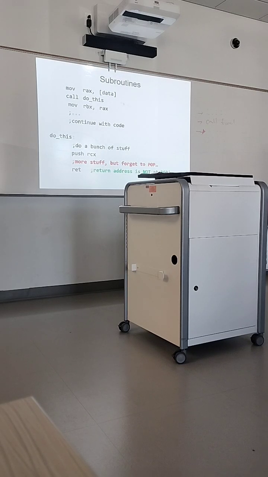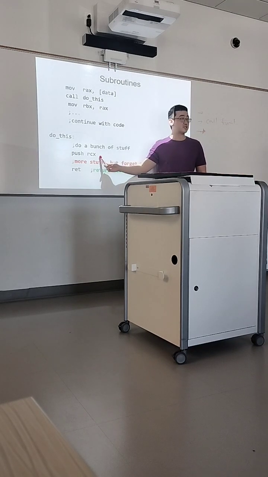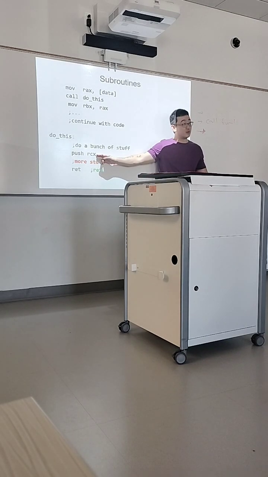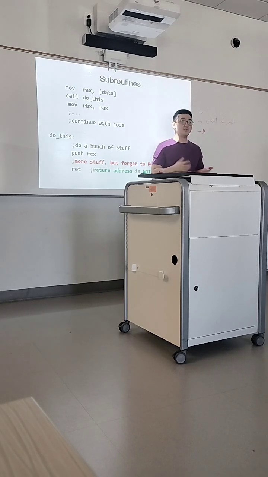In this example, we call a function called do this. So the computer will jump in here and do a bunch of stuff. Then let's say you push some values onto the stack because you're trying to save some information, doing some complex computation, etc. And then you forget to pop them off and leave them on there. Then let's say you try to return. What will happen? It will have an error. What kind of error? Any guesses as to what the computer might end up doing?